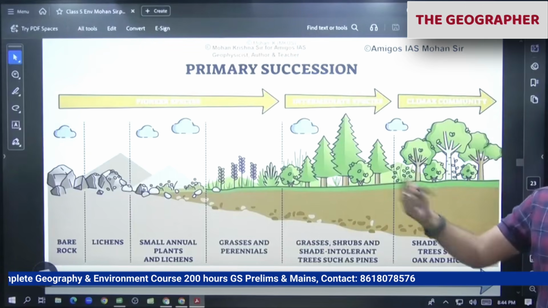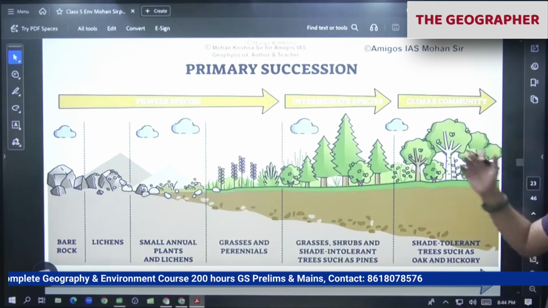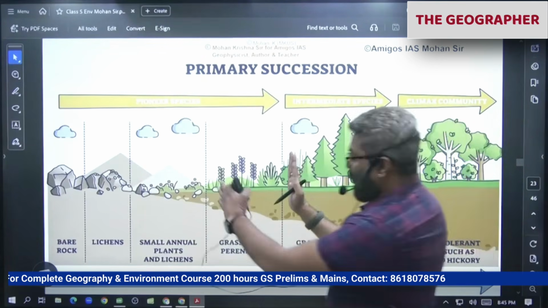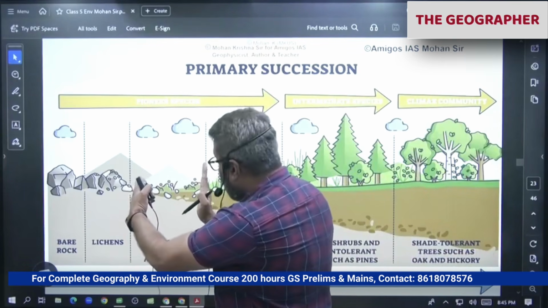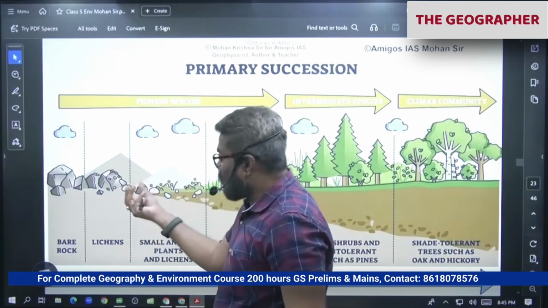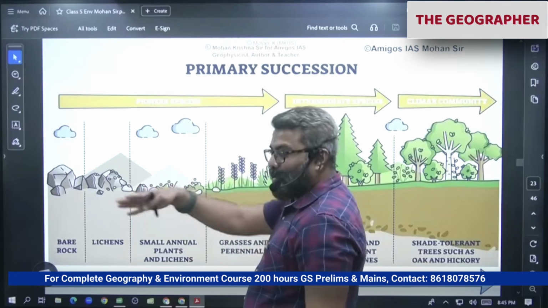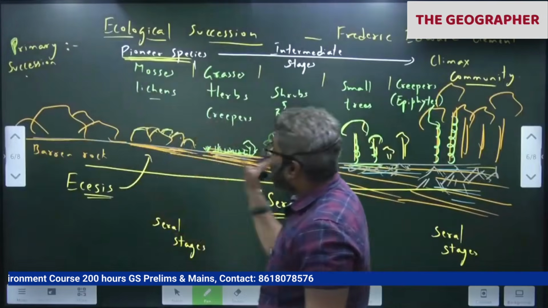We have one more topic, secondary succession. We'll do it after the break. There is again another half an hour topic. This is the first one, the pioneer species, starting from here, where we have small mosses, lichens, small plants. This diagram is kind of showing a dramatic one. You read mine, this is better.